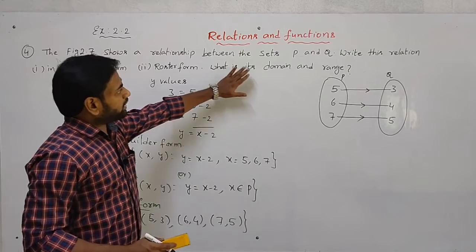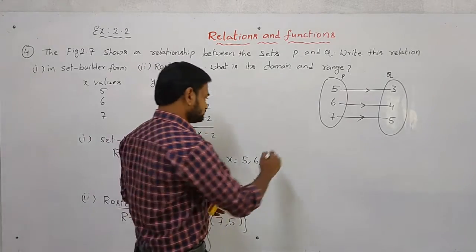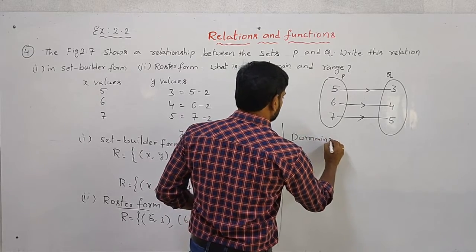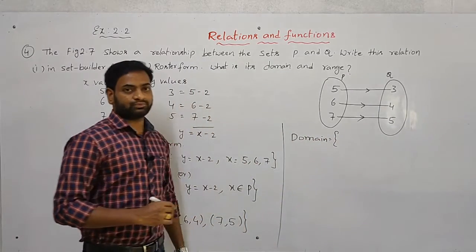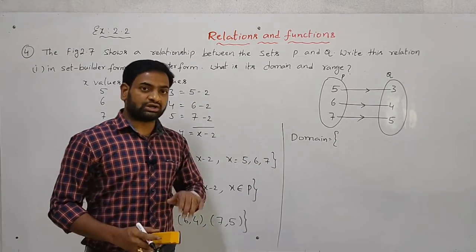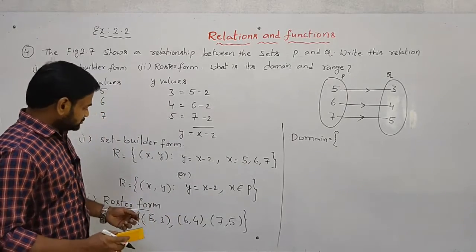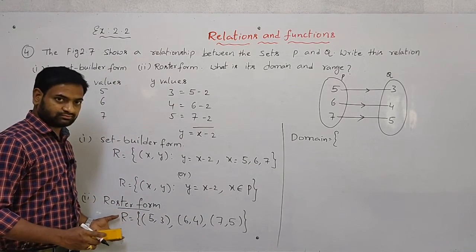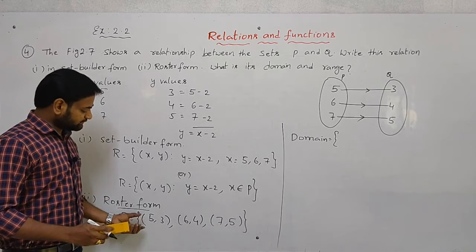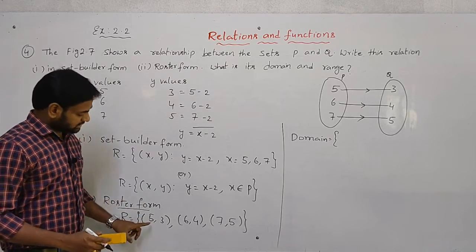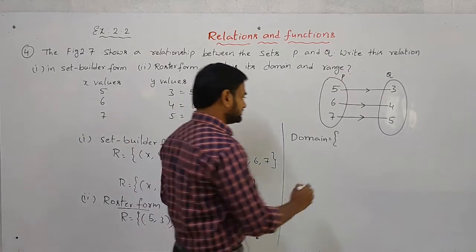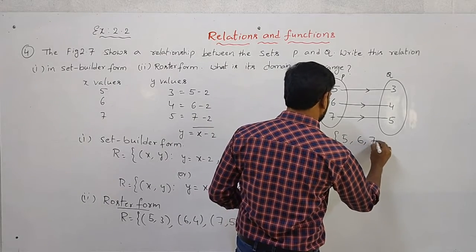Next, what is the domain and range? So domain, as I said previously, means the set of first elements which are in the mapping. So here what are the first elements? In this relation, the first elements are the domain. That is 5, 6, 7 is the domain.